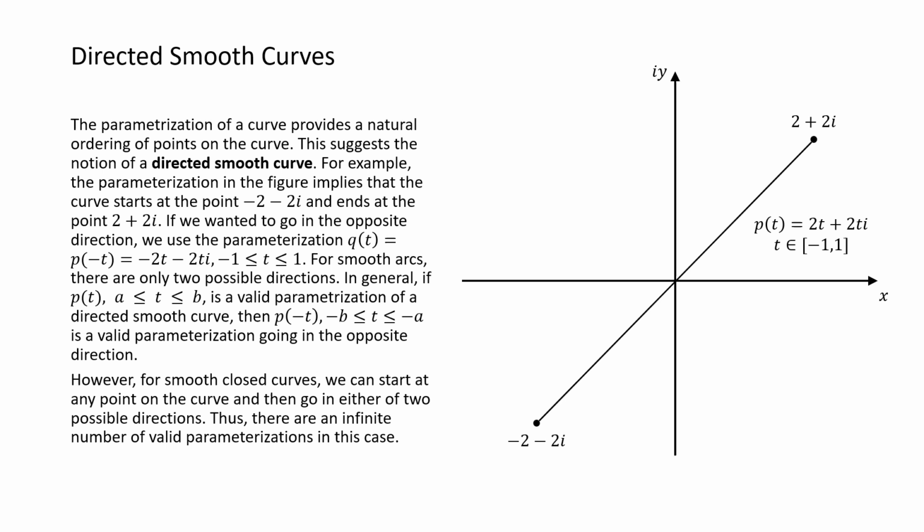Let me just draw, I know I've drawn this horribly, but let's say that's a circle. Then you can pick any starting point on the curve. You can start here, and then you can go either counterclockwise or clockwise in terms of ordering the points, or you could start here or start here. So there's an infinite number of possible directions because the starting point can be varied.